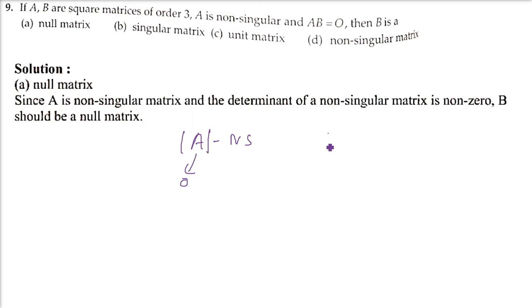So if A is a non-singular matrix, the determinant of a non-singular matrix is non-zero, because as I said, for a singular matrix, the determinant has to be 0. So B has to be a null matrix. If B is not a null matrix, you won't get AB equals 0. Okay. So the answer here is a null matrix. Let me tell you again. Since A is a non-singular matrix and the determinant of a non-singular matrix is non-zero, that is, it has some value, B has to be a null matrix.